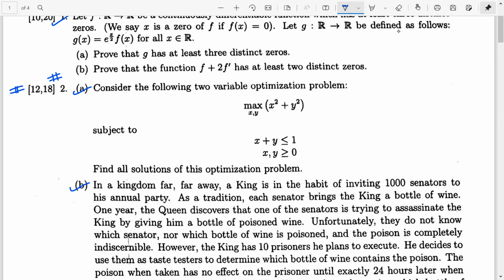Consider the following two variable optimization problem. Maximize x square plus y square subject to the following constraints. It's a constrained optimization problem. The constraints are x plus y less than equal to 1 and x and y greater than equal to 0. Find all the solutions of this optimization problem. Okay, so let's quickly come to the whiteboard and let's solve this part first.